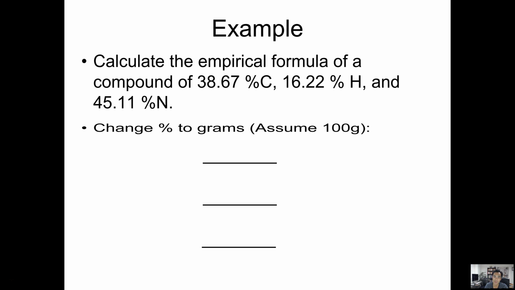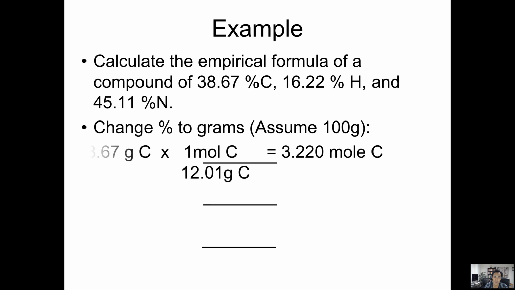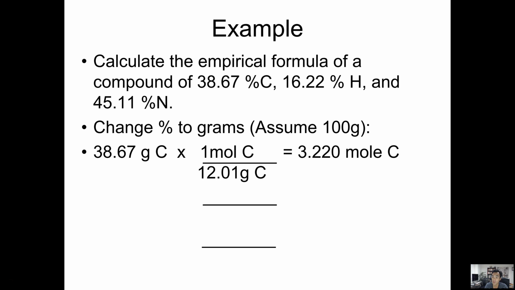So our first step is to change it from a percentage to grams. And always assume 100 grams as the de facto number, as that's usually the easiest way to deal with it. So in our first example, we're going to divide to figure out how many moles we have. Now the 38.67% turns into 38.67 grams.